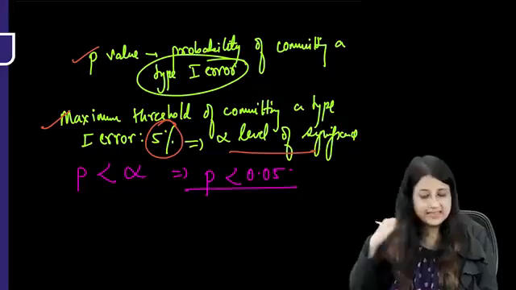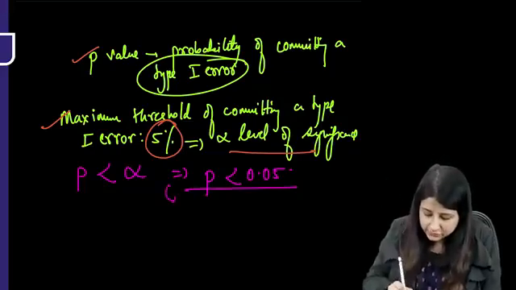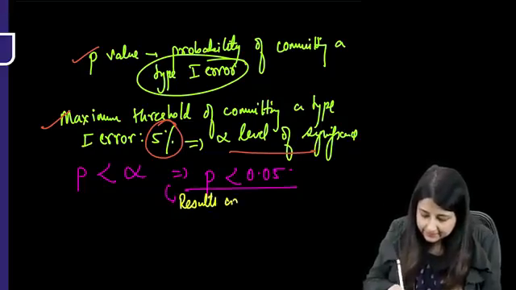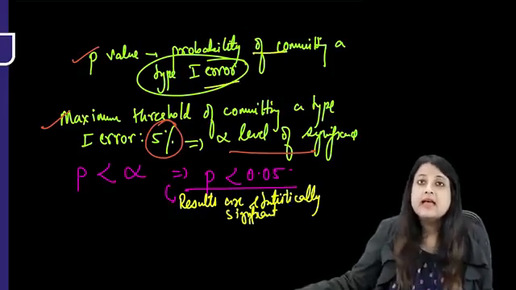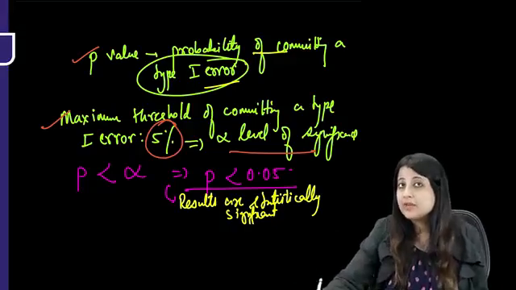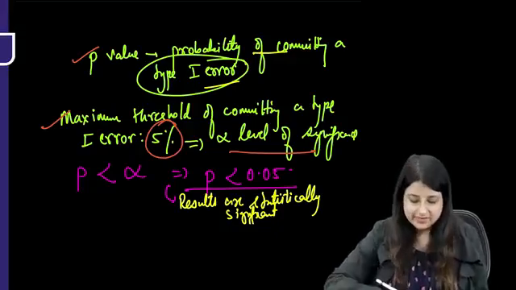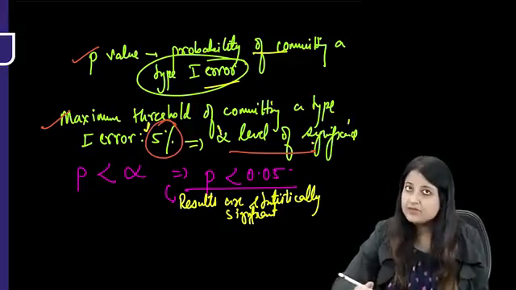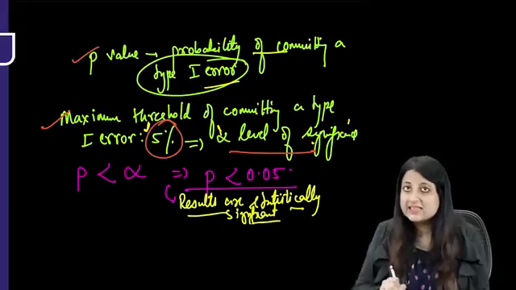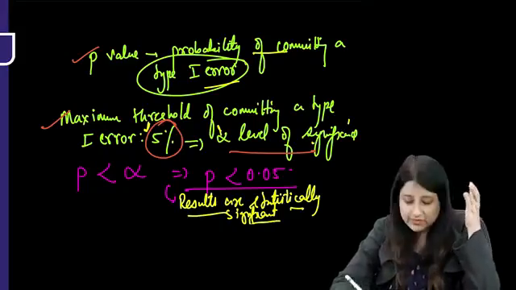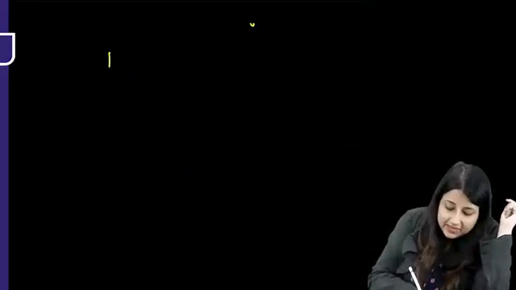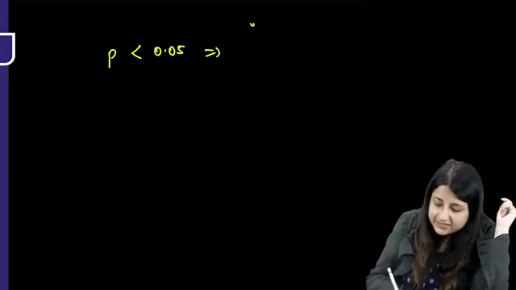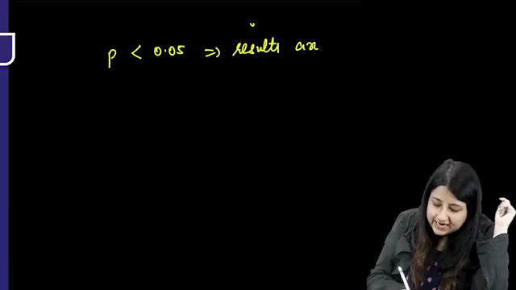If p-value, everybody, is less than 0.05, it means that the results are statistically significant. See, p-value is the probability of committing a type 1 error, and the maximum threshold, the cutoff of committing a type 1 error, is set at 5%, which is known as the alpha level of significance. And for my results to be statistically significant, my p-value should be less than alpha, meaning less than 0.05 only. Then only I'll say my results are statistically significant. So p-value less than 0.05 means results are statistically significant.